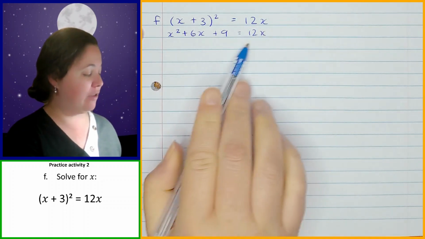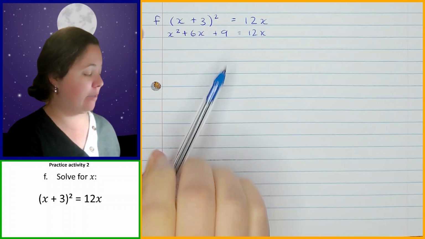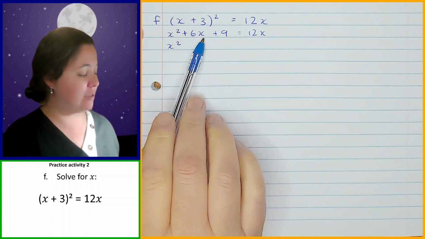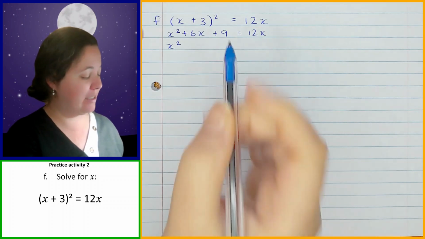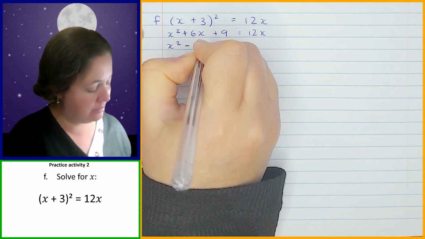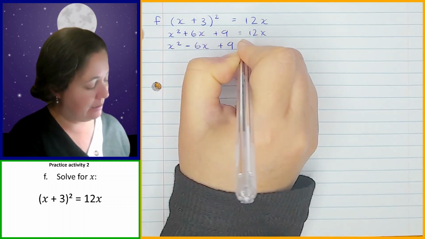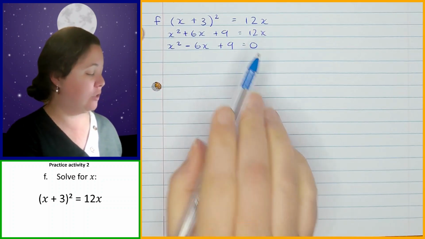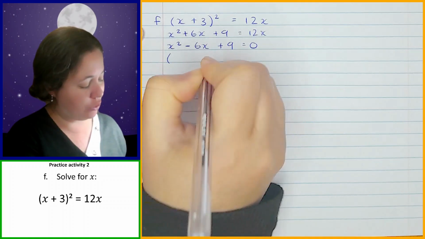Now I need to get everything on one side equal to 0. So I'm going to keep everything on the left. So I've got x squared. Then I've got 6x, and I'm going to subtract 12x. That gives me minus 6x, plus 9 equals 0. So now I've got my trinomial on the one side equal to 0. So now I can go and factorize that trinomial.